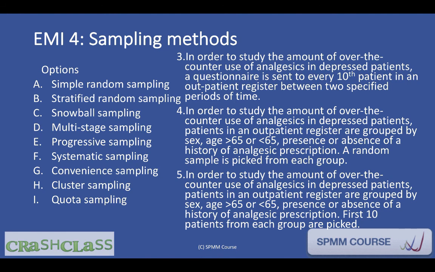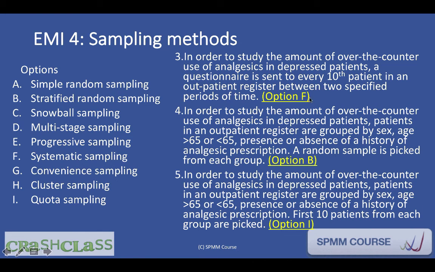How many people in each group can come? 10 people can come from each group. So this is a quota sampling. This is called quota sampling. So F for the first one, which is systematic sampling, B for the second one, which is stratified random, I for the third one, which is quota sampling.